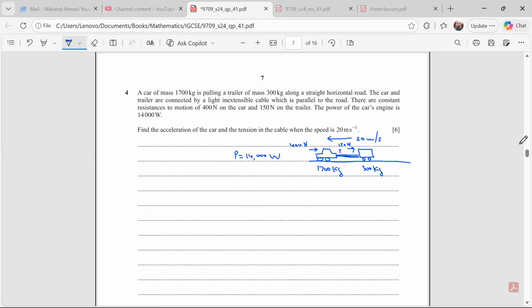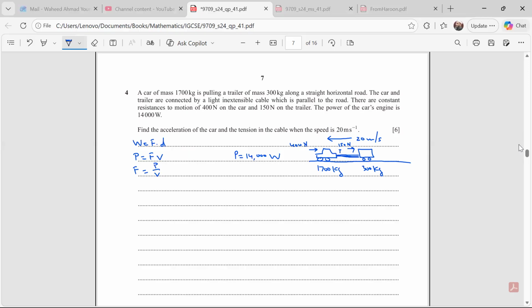Find the acceleration and the tension in this cable. Okay, remember work is equal to force into distance. If I divide by time, then work divided by time becomes power, and force and distance divided by time will become velocity. So force into speed, or force into velocity, gives you the power. So from here you can see that the force is equal to power divided by the speed, right?